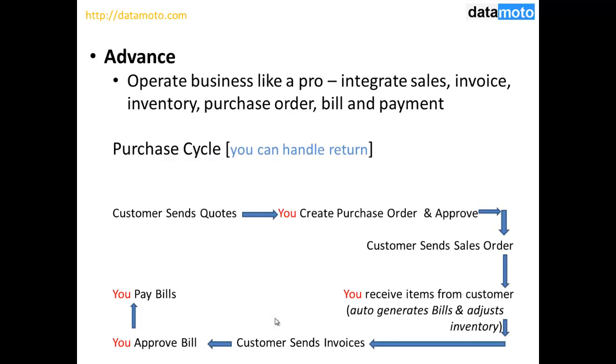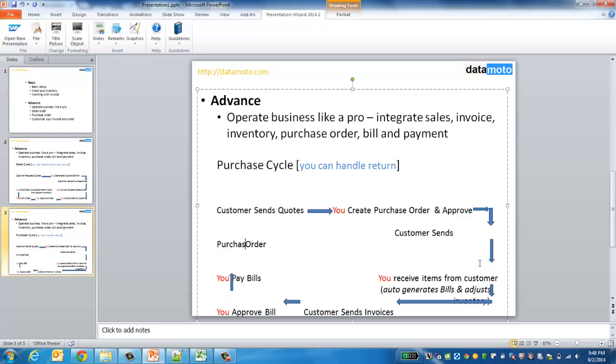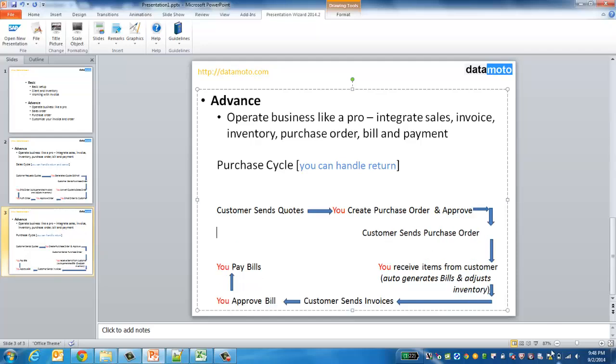And same thing in the purchase cycle also. In the purchase order, what happens? A customer sends a quote, then you receive the quote, then you create a purchase order, then somebody needs to approve the order. Once order is approved, then you send the purchase order to the customer.